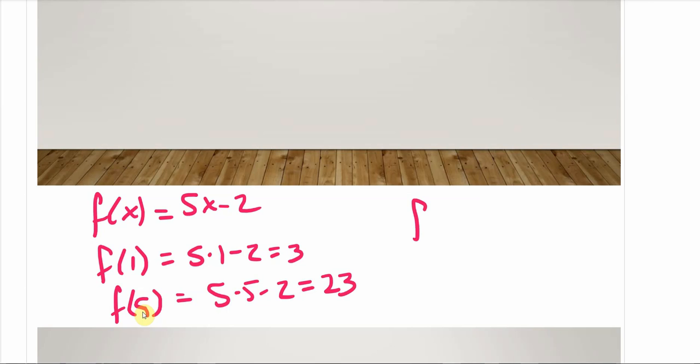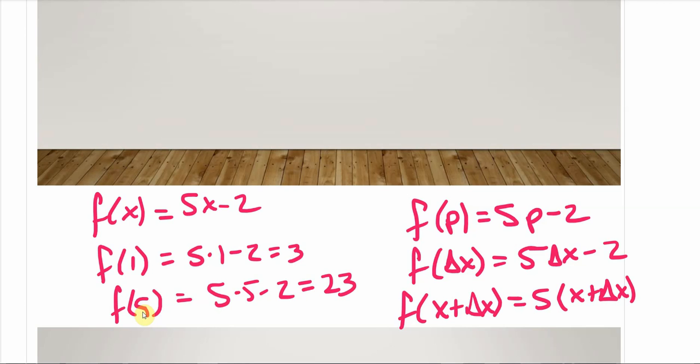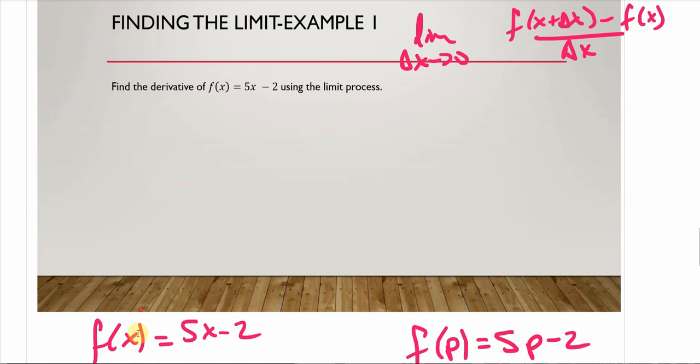Well, and then I ask them, what is f of p? Well, they do the exact same process. They're going to say, sir, the answer is 5p minus 2. What if I said f of delta x? Well, they're going to say 5 times delta x minus 2. Well, what if I said f of x plus delta x? And they're going to say, well, we're going to insert an x plus delta x into my function. So now we understand the concept of f of x plus delta x.